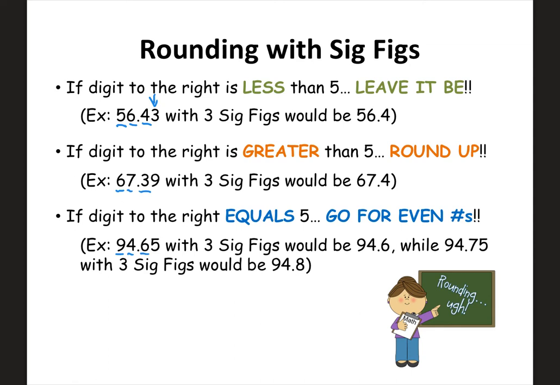But if you had the number 94.75 with 3 sig figs, the 9, the 4, and the 7 are your 3 sig figs. You look to the right, you see a 5. 5 says you go for even.